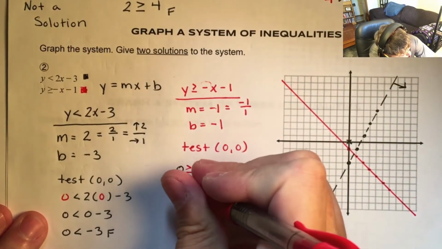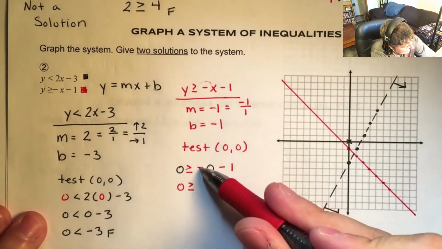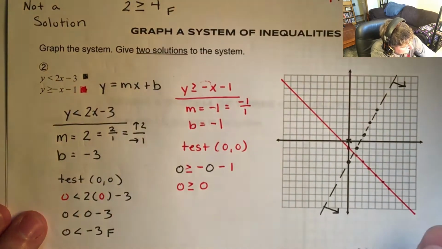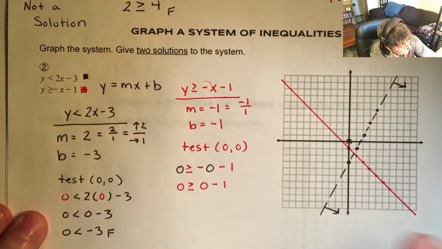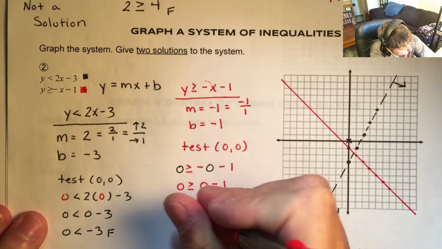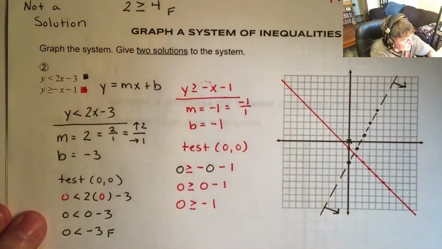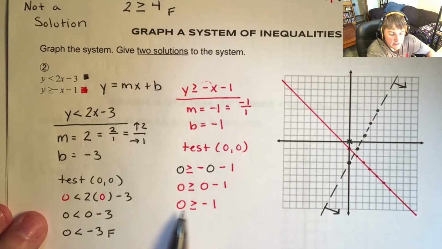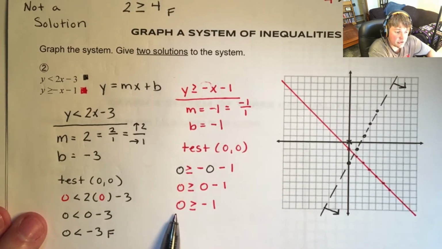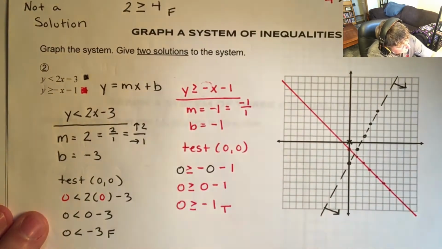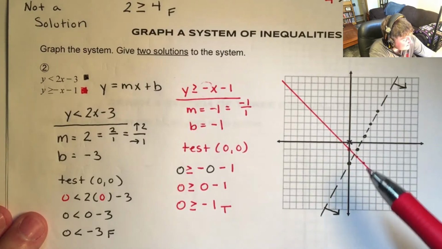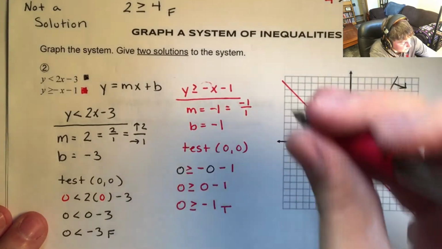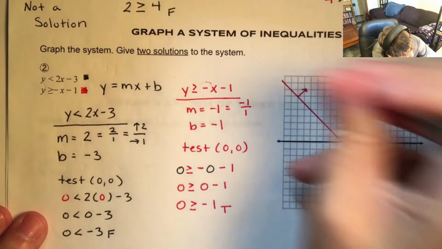So here I get 0 is greater than or equal to the opposite of 0, which is 0, minus 1, and 0 minus 1 is negative 1. So here I have the statement 0 is greater than or equal to negative 1. I've got to ask whether this is true or false. This one is true. So that indicates to me I can go ahead and say the side with 0, 0 is the solution. That means it's above this red line.